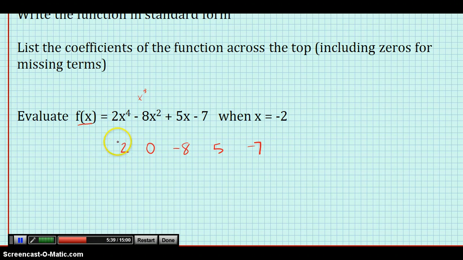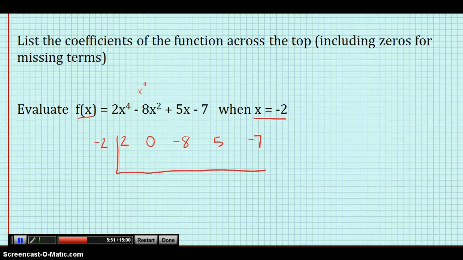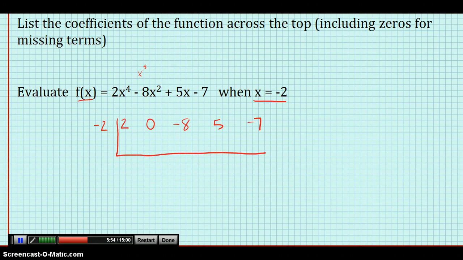Now what you're going to do is you're going to make this nifty little box thing. And the x value to which you're evaluating this function, we're evaluating when x is -2, you're going to write your x value out here outside the box. And this is how the process goes of synthetic substitution. First, what you're going to do is drop down this first term right there, and you're going to multiply your 2 times your x term, so -2, which brings you -4, and you're going to write that right in the next little spot that's open. Then what you do is this whole time you are adding these two lines. So we're going to add 0 plus -4, which gives us -4.